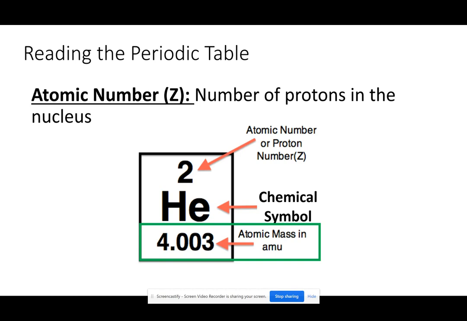What we're going to talk about, and this will lead us into isotopes, is how they come up with that atomic mass. Sometimes it's referred to as average atomic mass, and you'll see where they get that verbiage from a little bit later in this presentation.